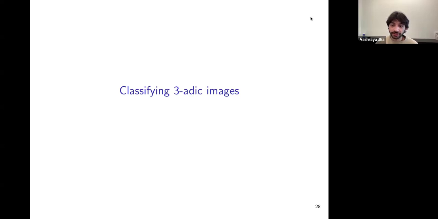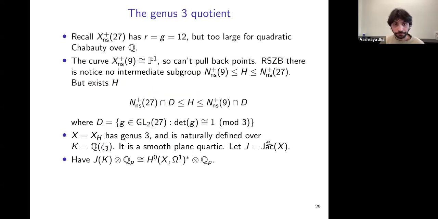So let's come back to the meat of today's talk, classifying these triadic images. Recall that this curve was large. It had rank equal to genus equal to 12. And this is too large for quadratic Chabauty to really work. There's a lot of action of Frobenius which needs to be computed, and I think that is infeasible for such a large curve.